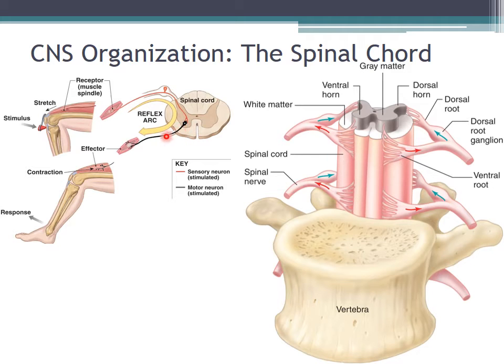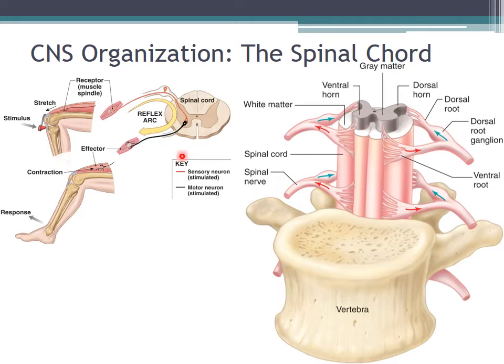That motor neuron will send its axon out the ventral root of the spinal cord and to the effector organ, in this case the skeletal muscle. And in this case the motor neuron will cause the skeletal muscle to contract and shorten the muscle and sort of prevent damage from overstretching of the muscle.